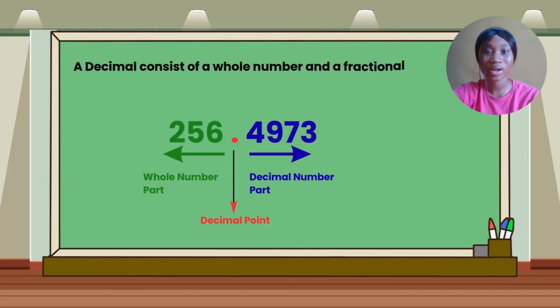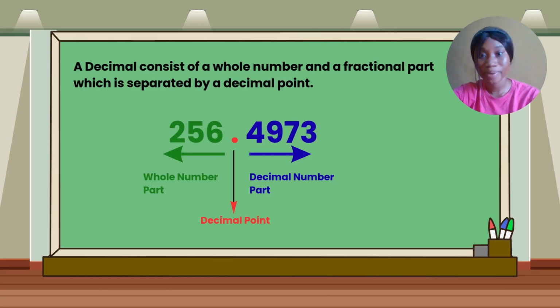Now, a decimal number consists of a whole number and a fraction. So you have the whole number part and you have the fractional part, and they are separated by what we call a decimal point. When you see a whole number and a decimal point that looks like a full stop or a period, that is what you call a decimal number. So we have the example over here. I have 256.4973. The 256, the part in green, is the whole number, and the part in blue is the decimal number part or the fractional part. And then I have the red dot, and that dot over there is called my decimal point.